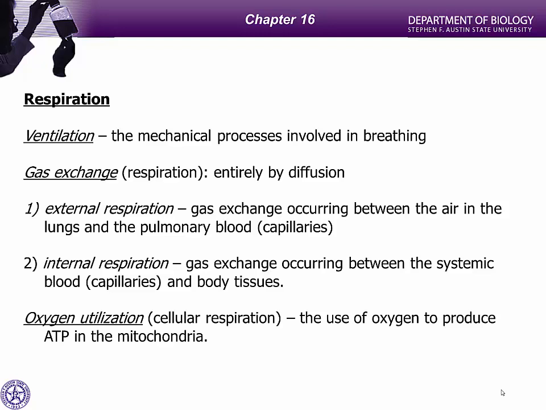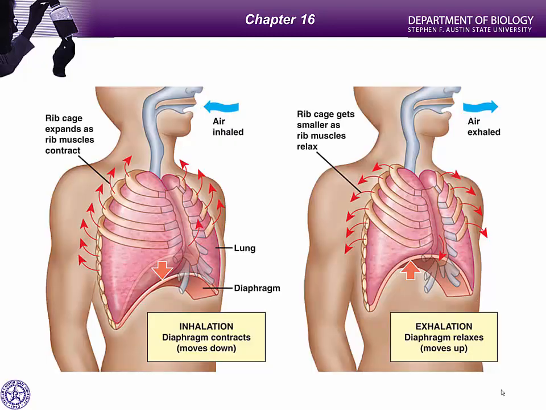Now, we could apply the term respiration to oxygen utilization at the end of our electron transport chain. We have oxidative phosphorylation occurring, the production of ATP. Well, that's cellular respiration, or aerobic respiration, as we might refer to it.